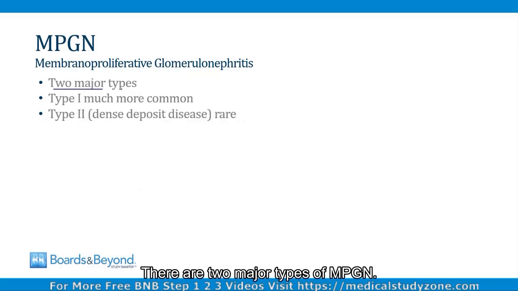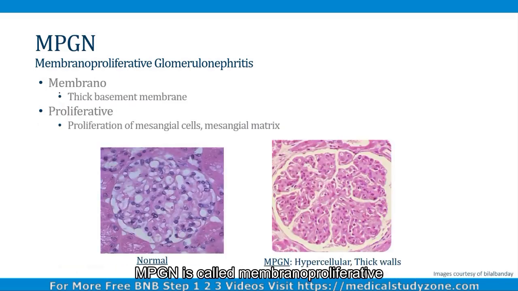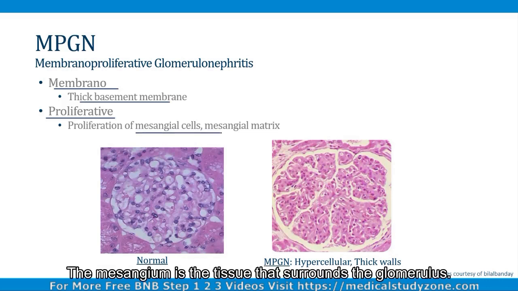There are two major types of MPGN. The type 1 form is more common. The type 2 form, which is also called dense deposit disease, is more rare. MPGN is called membranoproliferative because the membrano refers to the fact that patients with this condition have thick basement membranes. The word proliferative is in the name because these patients have a proliferation of mesangial cells and mesangial matrix. The mesangium is the tissue that surrounds the glomerulus.